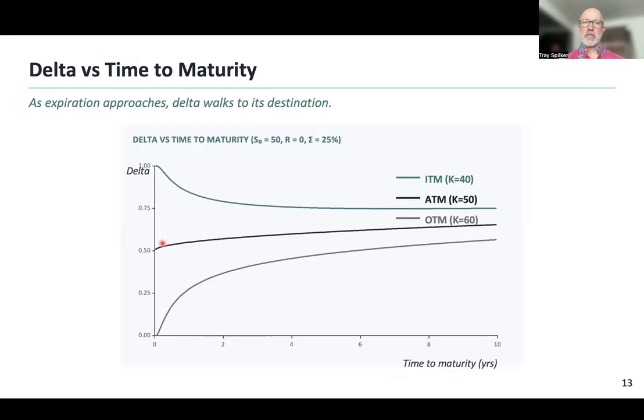For the at the money option, delta basically stays anchored at and around 0.5. As you notice, it approaches 0.5 as it approaches maturity, which basically says that exercise is a coin flip right up until the end. So the intuition here is that as your time runs out, randomness in the future stock price tends to shrink, and the option's fate becomes more determined by its current moneyness.